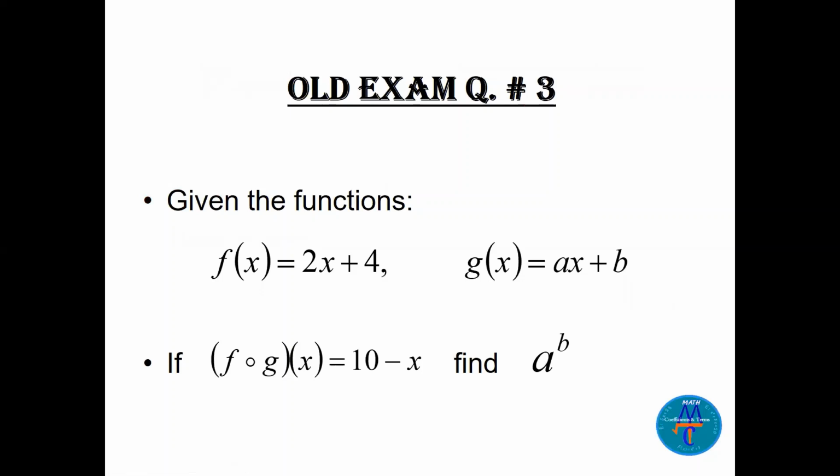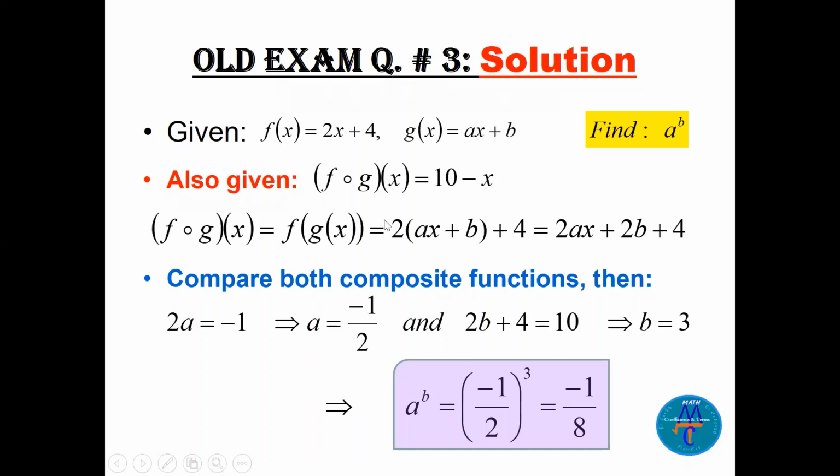Question number 3. We have a function f of x equal to 2x plus 4 and function g of x equal to ax plus b. Given the composition f circle g of x is equal to 10 minus x, find a to the power b, which means we have to find a, we have to find b, then we make a to the power b. Remember, the composition is given, and we have two variables, a and b, in the function g. So this is the given f circle g, 10 minus x.